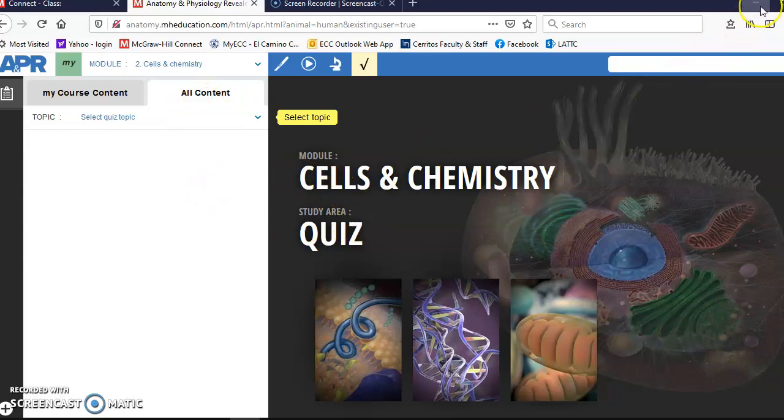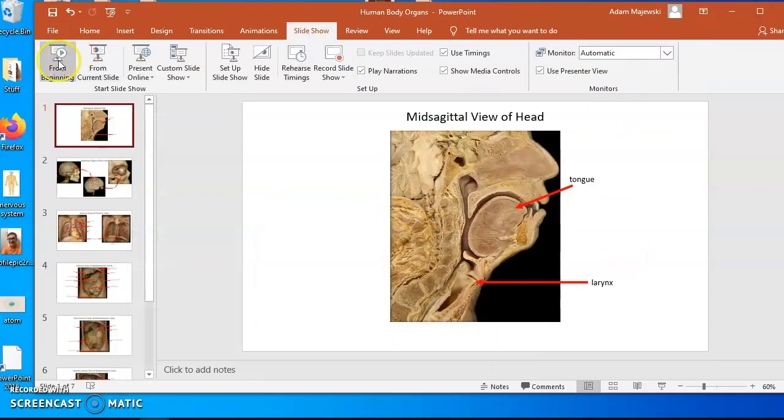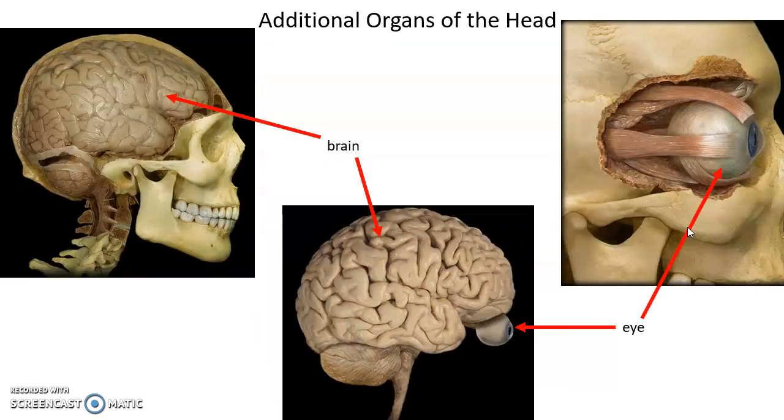Now, moving on to the organs that you are responsible for in Unit 1. All right, so here's a mid-sagittal view of the head. From here, we can see the tongue. Tongue's a lot bigger than you think it is. Tongue found in the oral cavity, part of the digestive system. Here is the larynx. Larynx is part of the respiratory system. Found in the throat, contains our voice box.